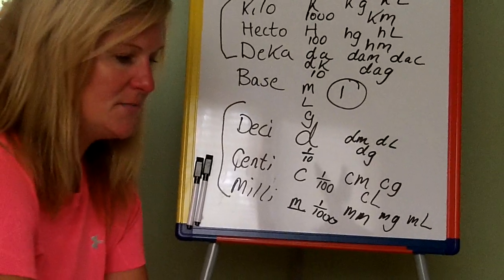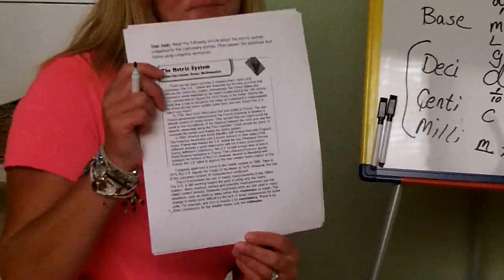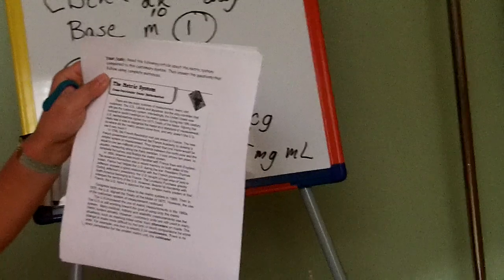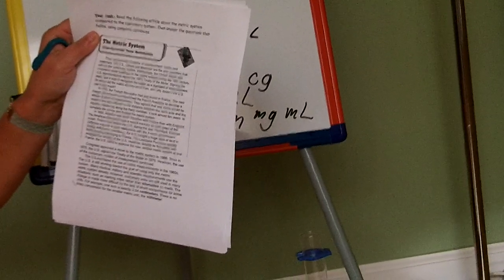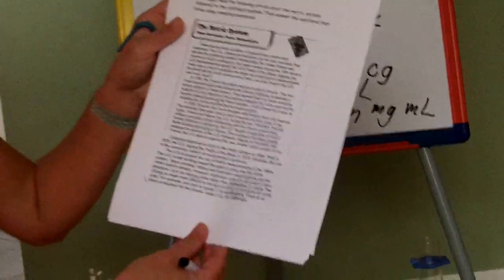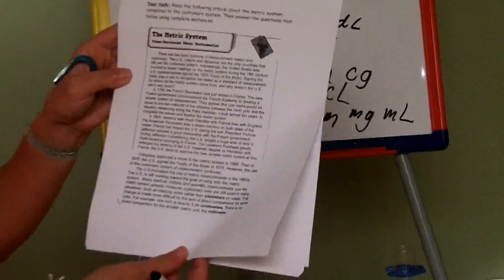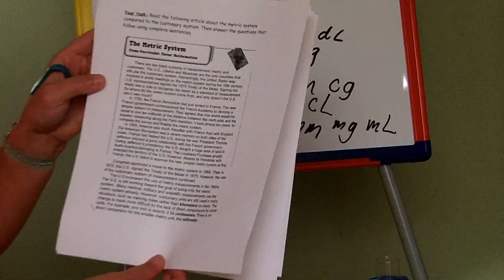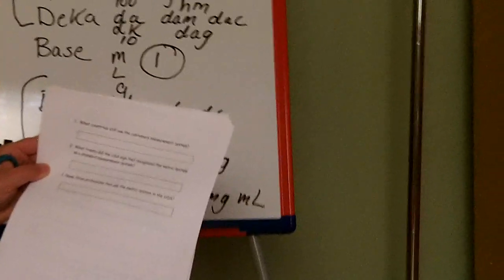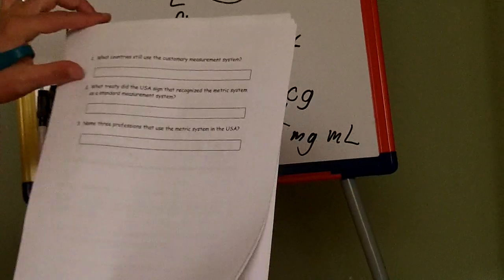Here's what I'd like you to do right now on your doc. So you'll notice on your doc, I believe it's page number 3, that you are going to read the article about the metric system compared to the customary system, then answer the questions that follow using complete sentences. So this kind of gives you an overview of the metric system and the differences between this and the Old English system. And then on page number 4 of your doc, there are 3 questions that I'd like you to respond to for today.